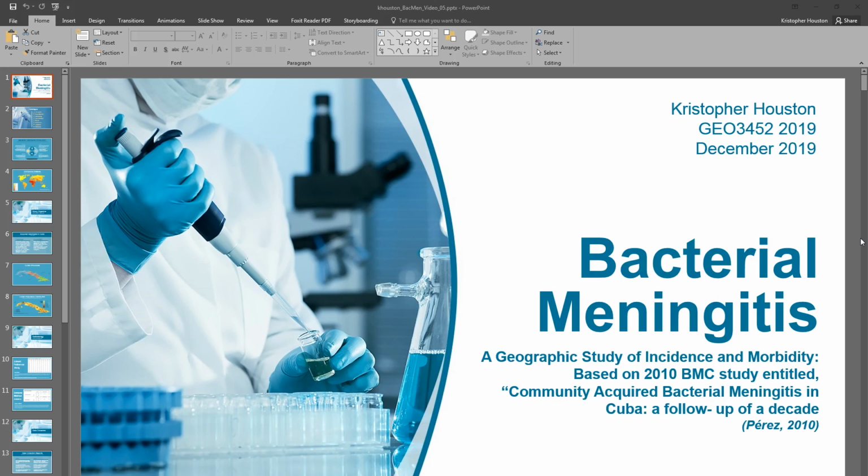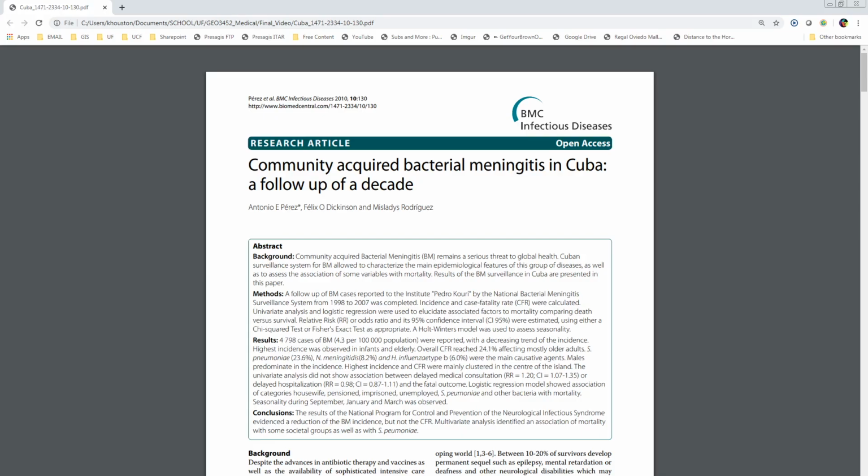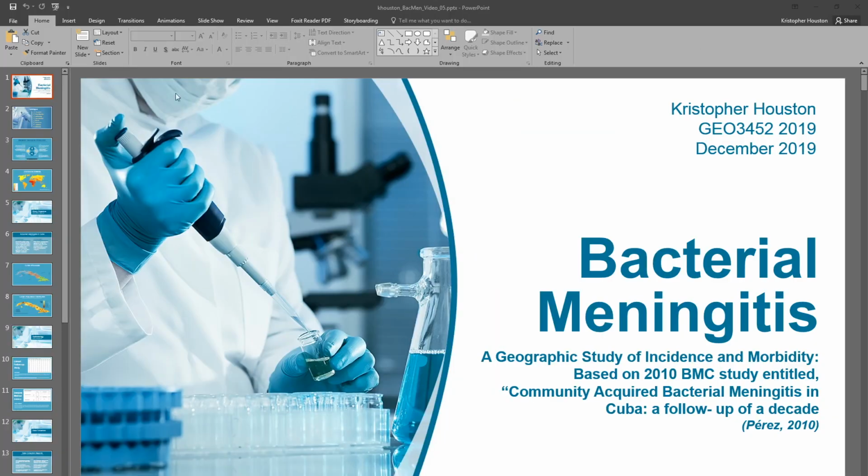My report was on bacterial meningitis. Throughout researching this, I studied at least 6 other peer-reviewed articles. The one I chose was this article here, Community-Acquired Bacterial Meningitis in Cuba. This was a cohort study taken over the course of 10 years, and I will describe the study right now.